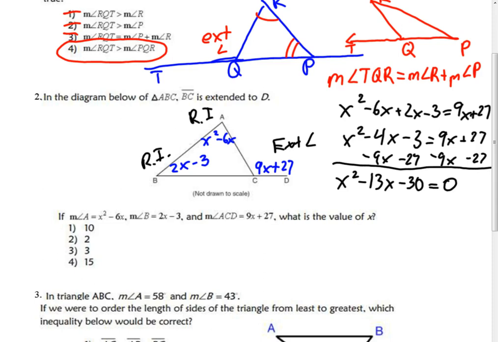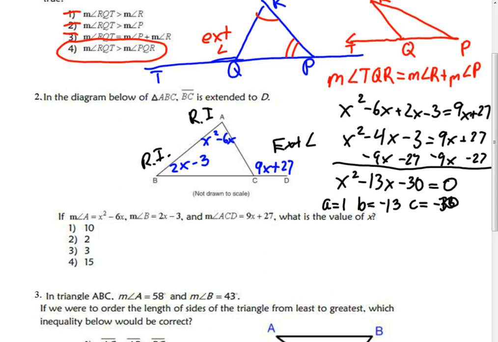So how many of you are factor people, if possible? Okay, how many are quadratic formula? Okay, so if we're going to do the quadratic formula, a is 1, b is negative 13, c is negative 30. The quadratic formula is written on your formula sheet, so you just plug it in and solve.